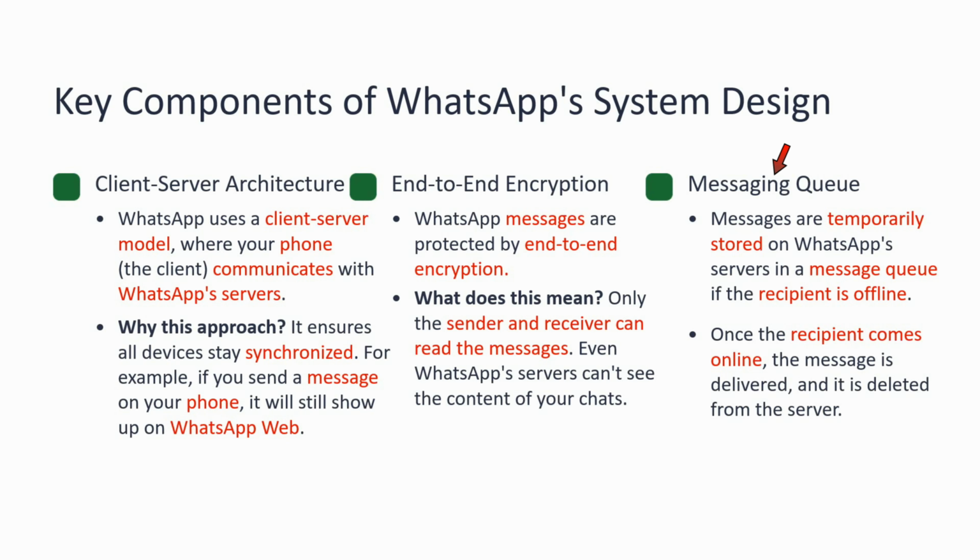Next one is the message queue. Messages are temporarily stored on WhatsApp servers in the message queue if the recipient is offline. Once the recipient comes online, the message is delivered and the message is deleted from the server.